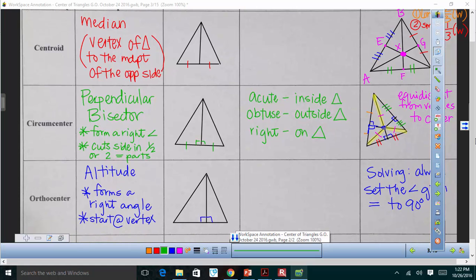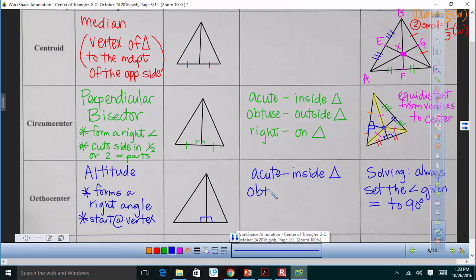So let's go back and fill in altitude. So altitude was exactly the same as the perpendicular bisector. If it was acute, the center was inside the triangle. If it was an obtuse triangle, the center was outside the triangle. And if it was a right triangle, the center was on the triangle.